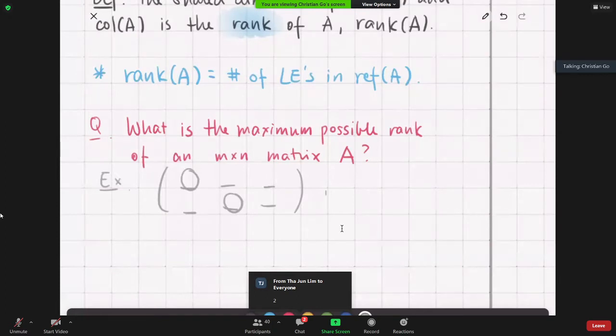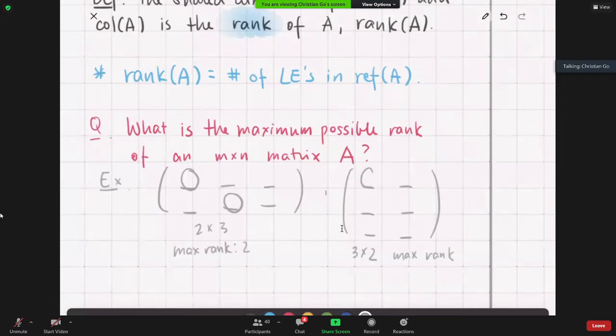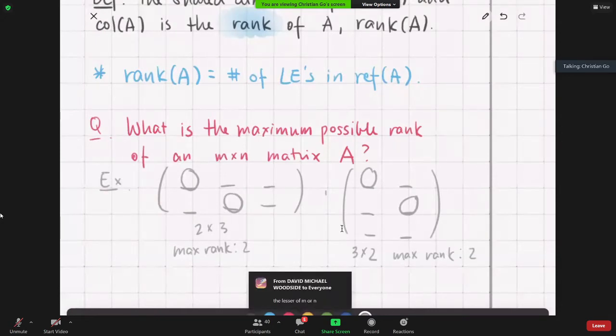If my matrix were 3 by 2, what is the maximum? Oh, so this is 2 by 3. The maximum possible rank is 2. This is 3 by 2. What is the maximum rank in this case? If I have a leading entry here and a leading entry here, can I still have a leading entry in the 3rd row? No, I'm going to have to clean that up at some point. So it's still 2. So, we are limited by the number of rows or columns. It's the lesser of m or n, right?